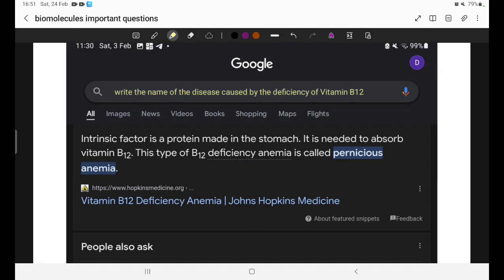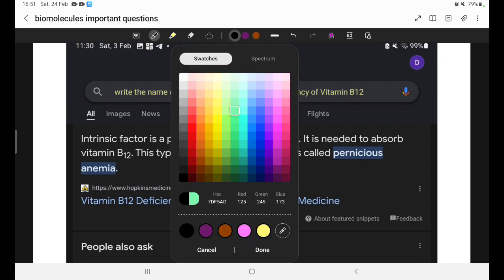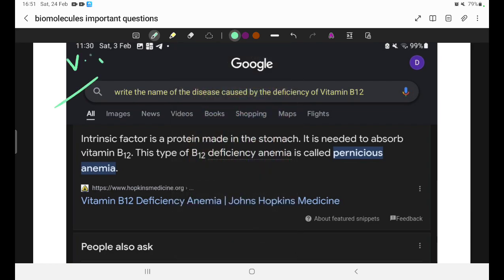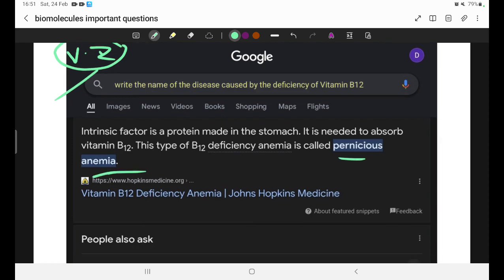Intrinsic factor is a protein made in the stomach. It is really needed to absorb vitamin B12. This type of vitamin B12 deficiency anemia is called pernicious anemia. Just remember this one. This was asked in the previous year too. So it's very important. Just remember, when vitamin B12 is low, when it is deficient, at that time in the body it can cause pernicious anemia.